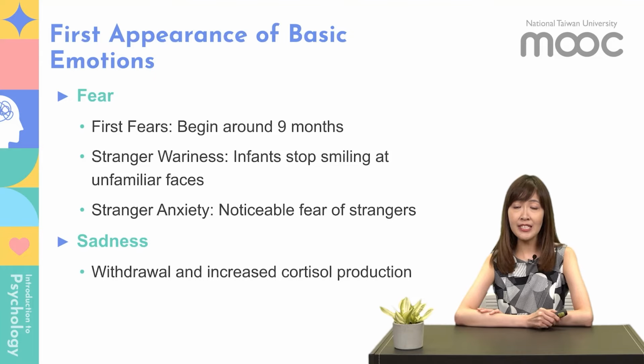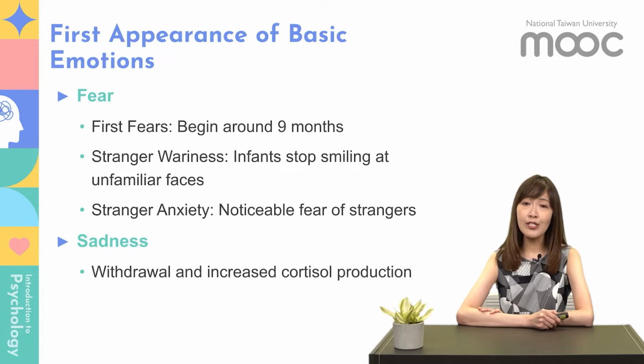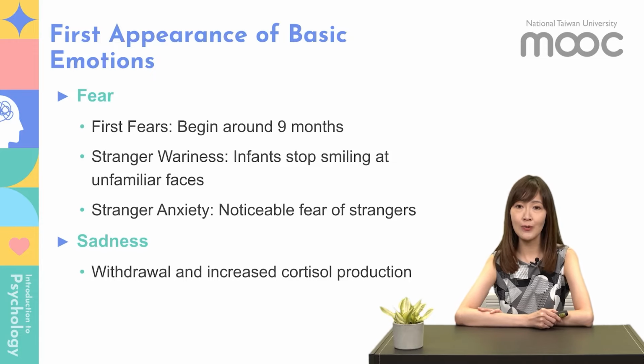Lastly, babies also have sadness, especially when they're separated from their caregivers. And it's also related to the increased production of their cortisol. So these are the basic emotions that happen during the first few months in our life.